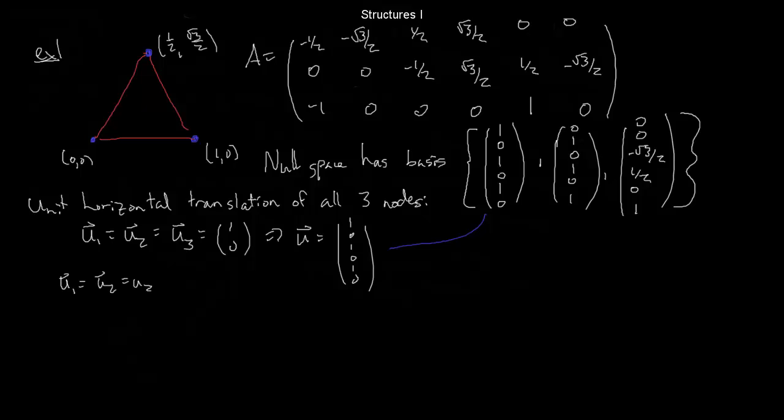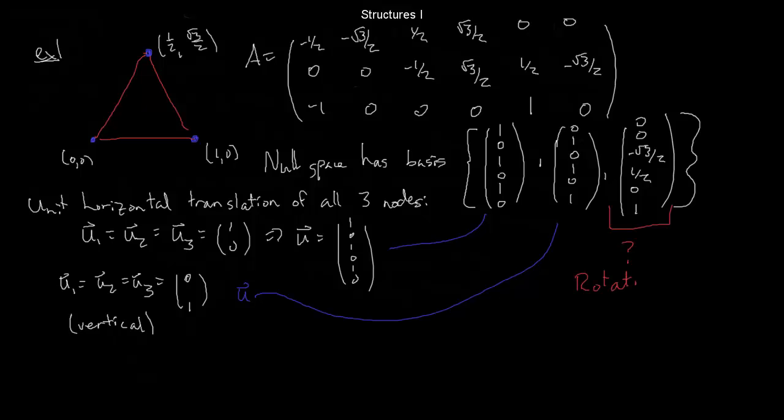And if I take U1, U2, and U3 to be all the same, and I make them 0, 1, then that is exactly going to give me vertical translations, and it's going to give me the second basis vector I wrote down, because I stack these mini displacements into one big vector. So then the last question that remains is, what is this other thing? What is going on? Well, what's another rigid motion in the plane? Rotation.